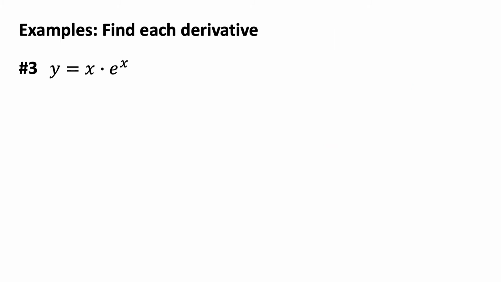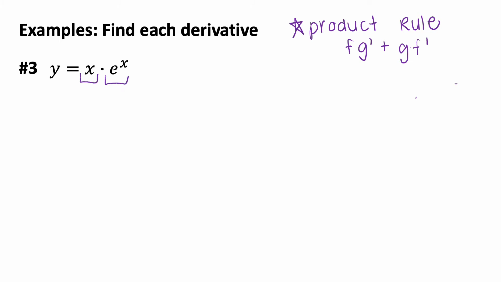In our third example, we want to find the derivative where our function is y equals x times e to the x. Because we're actually multiplying two different functions of x, in order to take this derivative, we have to bring back the product rule, which remember tells us our derivative is f times g prime plus g times f prime. So let's choose our first function f as x and our second function g as e to the x.